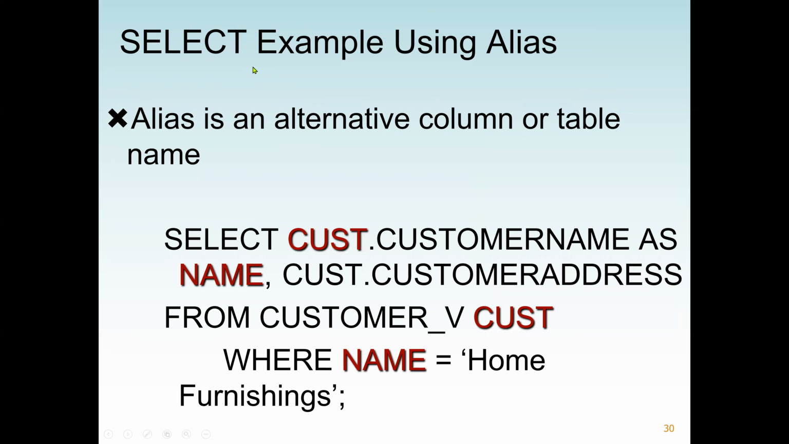We can also do the select example using aliases. Like for example, select, our alias will be CUST, so CUST.customer name as name, then CUST.customer address from customer V CUST, where again the name is Home Furnishings.